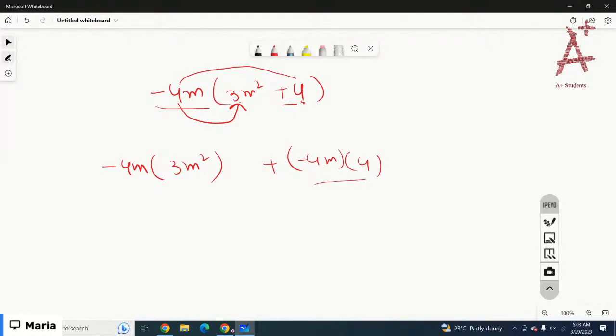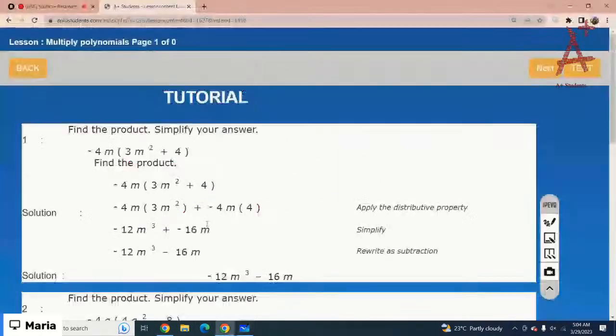So multiply their coefficients. 4 times 3 is 12. You have a negative sign. Here you have m square and here you have m. When you are multiplying the same variables, you have to add their power. So 2 plus 1 makes 3. So it would be negative 12m cube. Got it? You are in grade 8, so you already know all these things. I'm just repeating. 4 times 4 is 16 and here you have 16m. So the correct option is negative 12m cube and minus 16m.